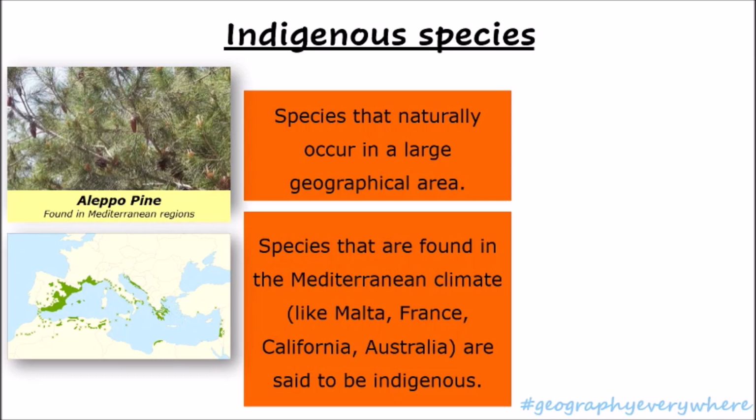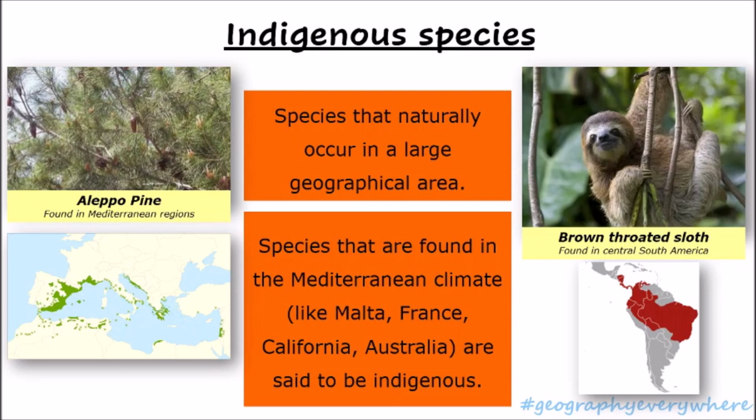At the bottom you can see a map where all the green spaces show places that the Aleppo pine is found in. The brown-throated sloth is found in Central America. As you can see on the map, it crosses quite a few countries, so we can say that the brown-throated sloth is indigenous to South America. We can also say that the Aleppo pine tree is indigenous to Mediterranean regions.